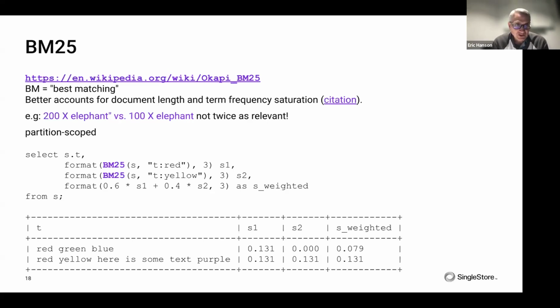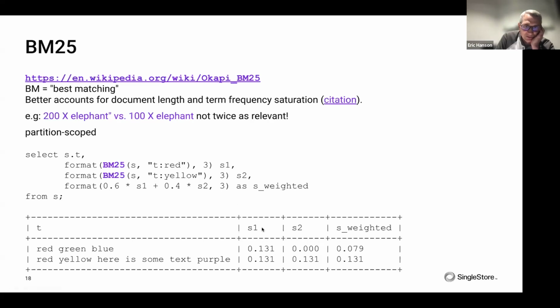This particular select statement shows how you can use the BM25 function to get the score weighting for just a specific term. And then you can combine these with a mathematical expression to weight them if you want. This particular one gets red and yellow with the BM25 score for each, and then weights the score for the first one, red, at 60%, and weights the score for yellow at 40%. And then this is the final output down here.